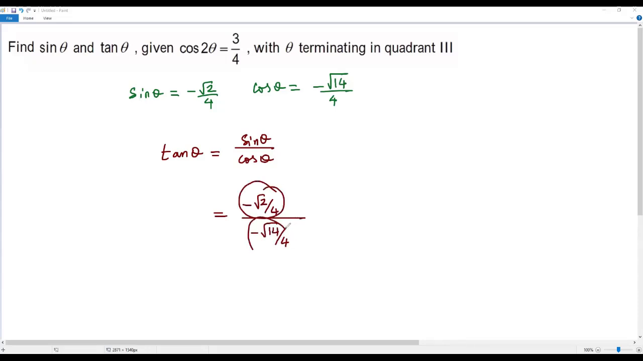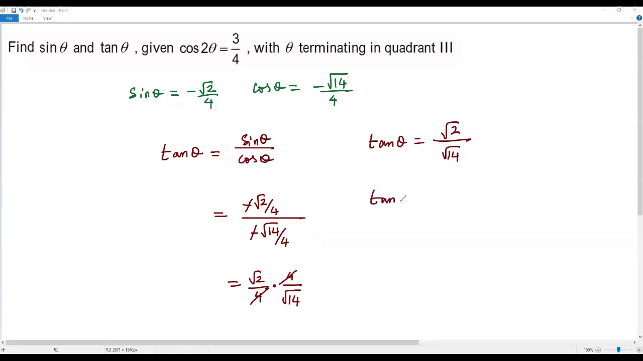Okay, we divide two fractions over here. So this negative will cancel out. Whenever we divide two fractions, we have to take the fraction in the numerator as it is, that is square root of 2 over 4. And we have to change this division to multiplication. And also we have to take the reciprocal of the fraction in the denominator. Then I'll be getting 4 over square root of 14. So this 4 will cancel out. So then tangent theta is equal to square root of 2 over square root of 14.